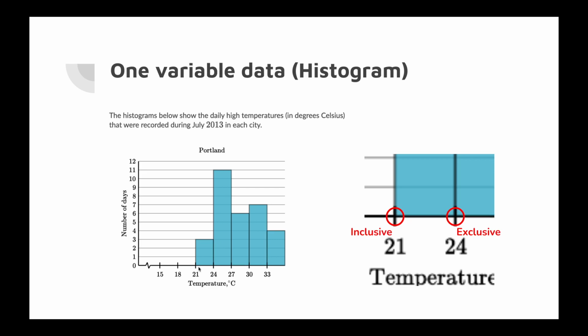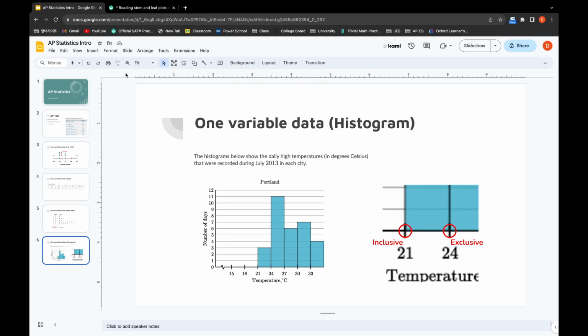Okay, so the correct answer should be there are 3 days where the temperature was higher than or equal to 21, and at the same time lower than 24. You should really be careful not to include the upper bound of the histogram. Okay, now let's move on to our Khan Academy.